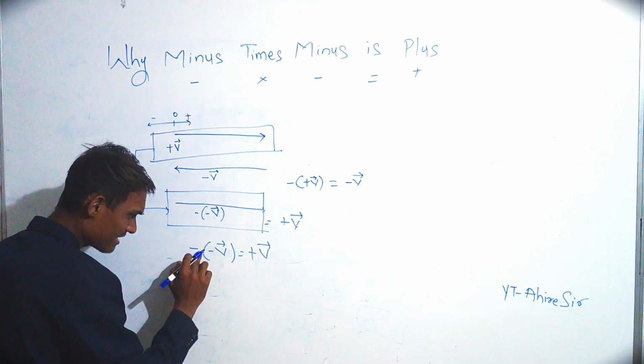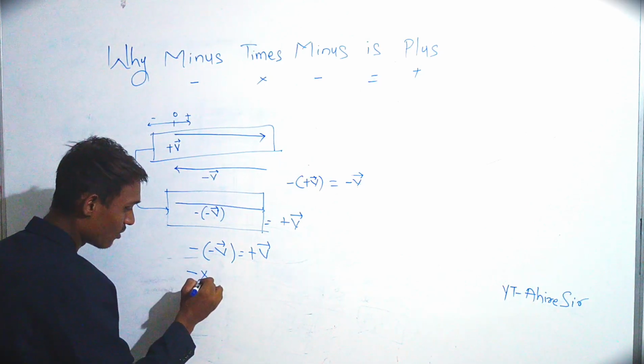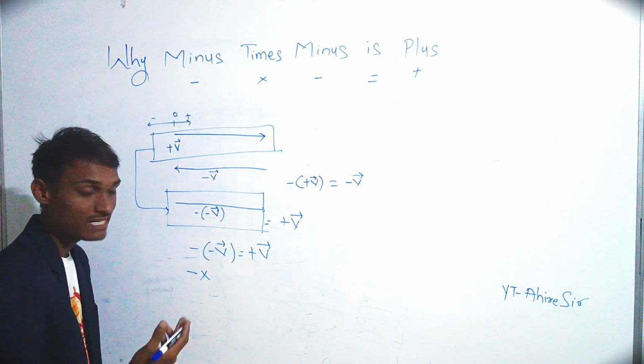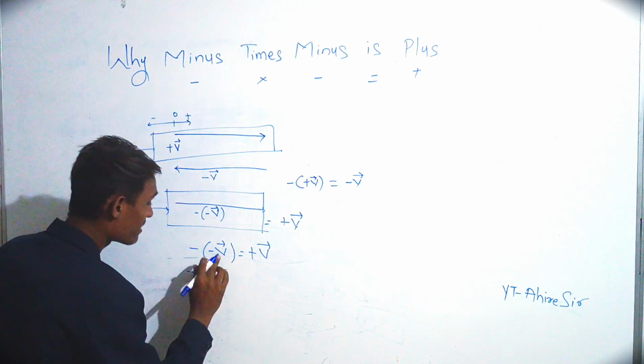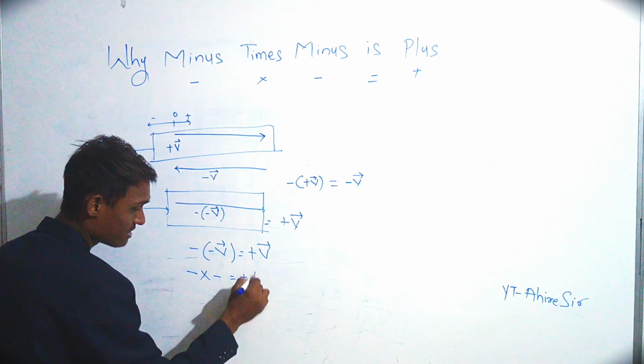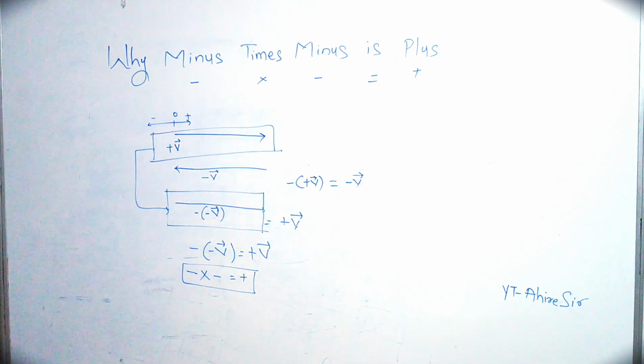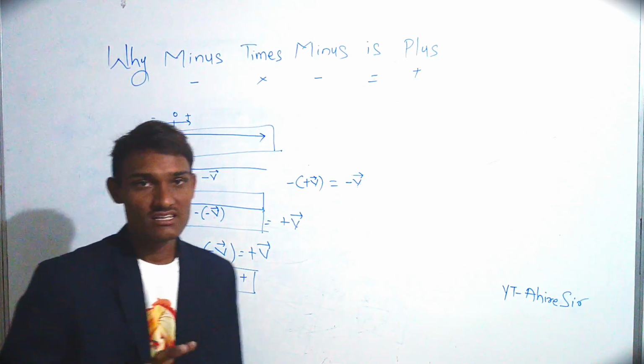Is there any notation or operation here? No, so it is a dot. Simply we are calling it a multiplication of negatives, and we are getting a positive sign. This is one proof, in terms of physics.